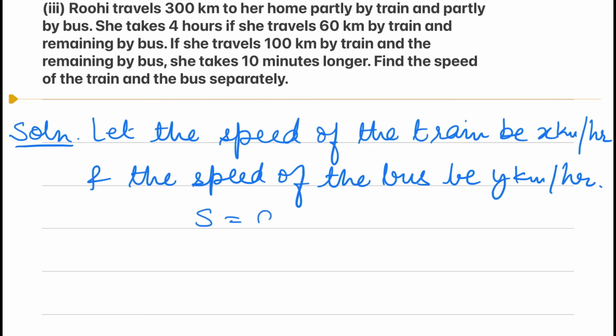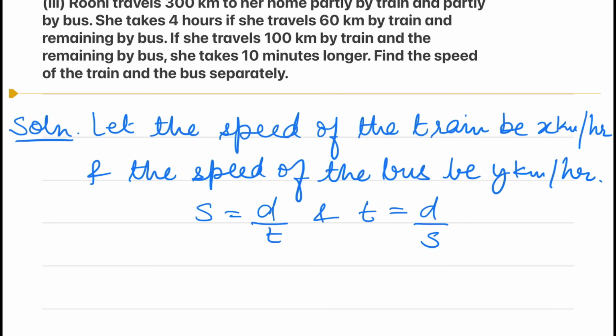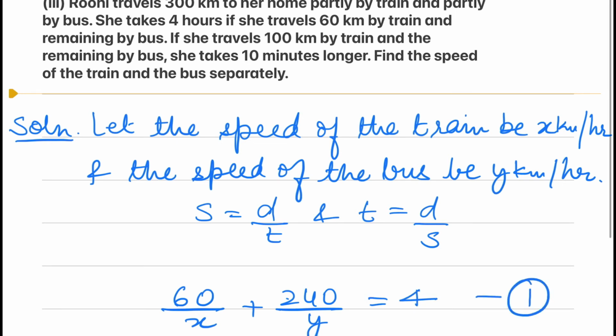As speed is equal to distance by time, time would be equal to distance by speed. So let's compare the time now. So she travels 60 kilometers by train. So 60 by x, that will be the time traveled by train. And the rest, 300 minus 60, so 240 by y time. So she takes 4 hours to do that. So that is the first equation.